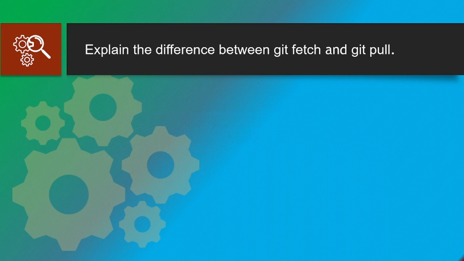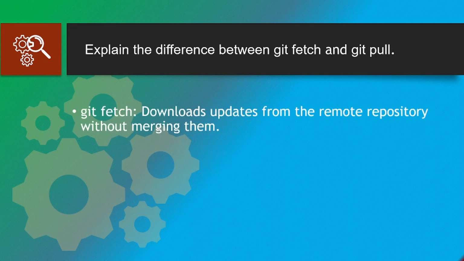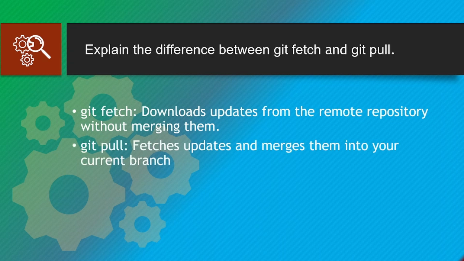Next one. Explain the difference between git fetch and git pull. Git fetch downloads updates from the remote repository without merging them. Git pull fetches updates and merges them into your current branch. So this is the difference between when we do a fetch and when we do a pull.